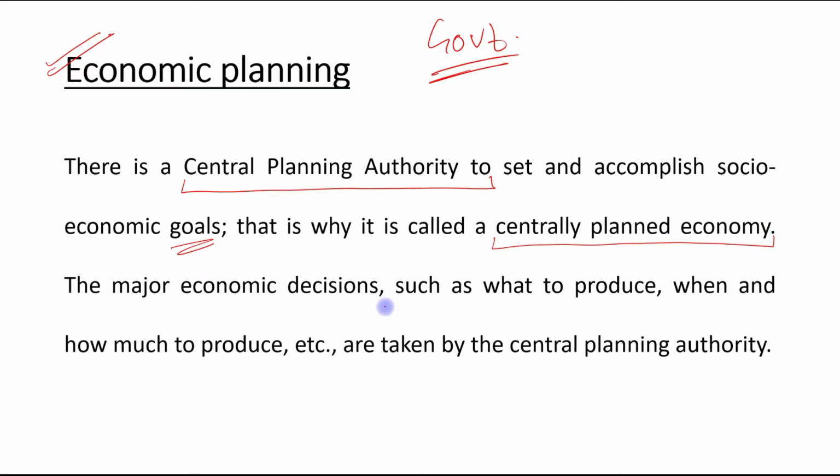The major economic decisions such as what to produce, when and how much to produce, etc. are taken by the central planning authority. जो मेजर इकोनॉमिक डिसीजन होते हैं इसमें, क्या प्रोड्यूस करना है, कब प्रोड्यूस करना है, कितना प्रोड्यूस करना है, these are taken by the central planning authority, by the government.